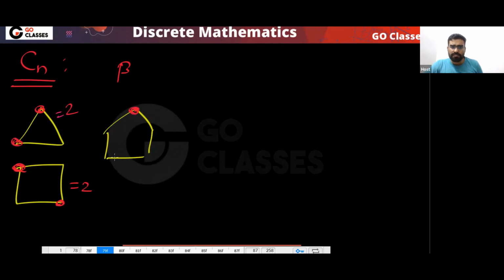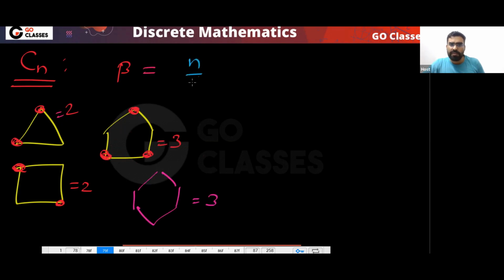Okay, here, this vertex and this vertex, can they cover all the edges? No, they cannot cover all the edges. So here you need 3. And if you have 6, then you need 3. Here also you need 3. So what should beta be?